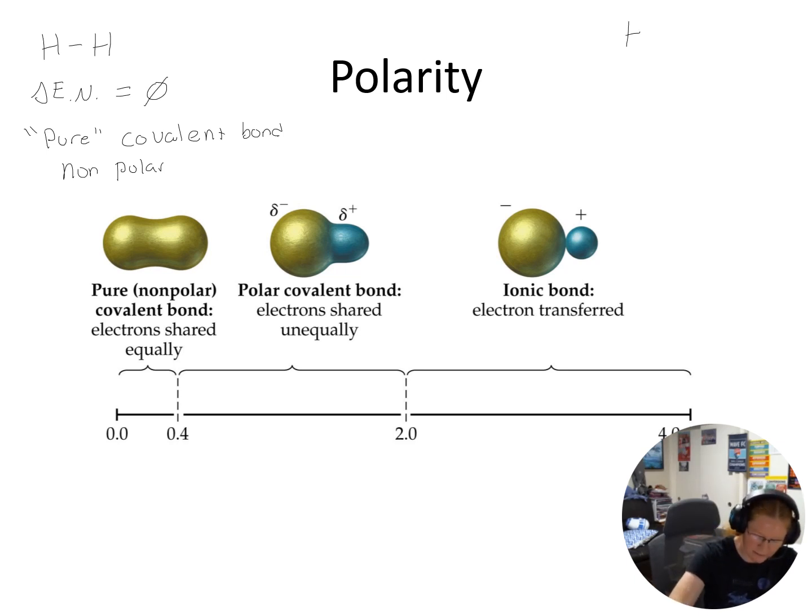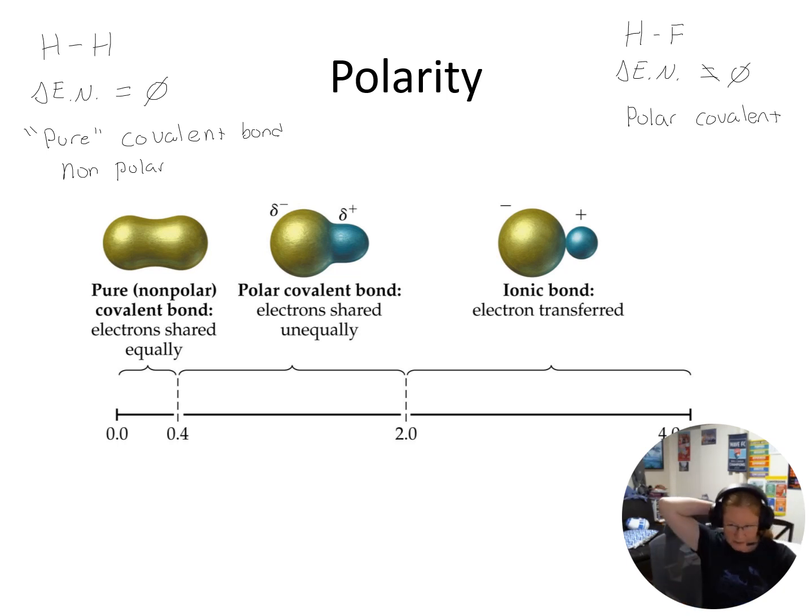So something like hydrogen fluoride. Again, obviously that has a difference in electronegativity, so my delta, my change in electronegativity, will not be 0. And so we get a polar covalent bond. All right, and then we get an ionic bond when the electronegativity difference is so strong that we get a full transfer of electrons.